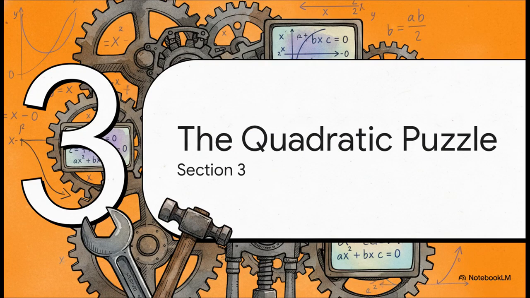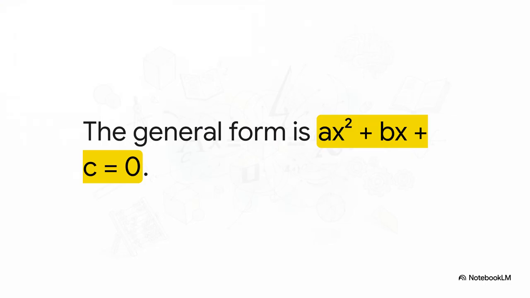Let's level up a bit. Section 3, the quadratic puzzle. Up until now, we've dealt with pretty simple unknown variables. But when our puzzles involve a variable that is squared, an x squared, they take this general form right here: ax squared plus bx plus c equals 0. Because of that squared term, simple balancing just isn't going to cut it anymore.